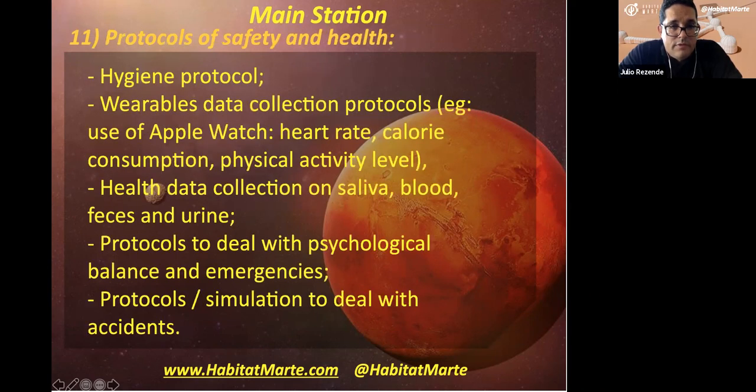So some protocols of safety and health are related to hygiene protocols, wearables, and data collection. We are supposed to be using the Apple Watch or other technology to collect the heart rate, the calorie consumption, and the physical exercise. Also health data collection on saliva, blood, feces, and urine, also protocols to deal with psychological balance and emergencies, and protocols and simulations to deal with accidents.